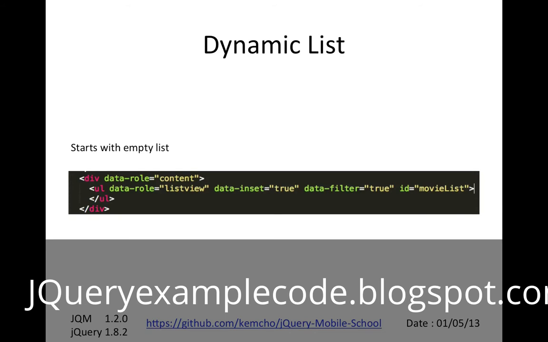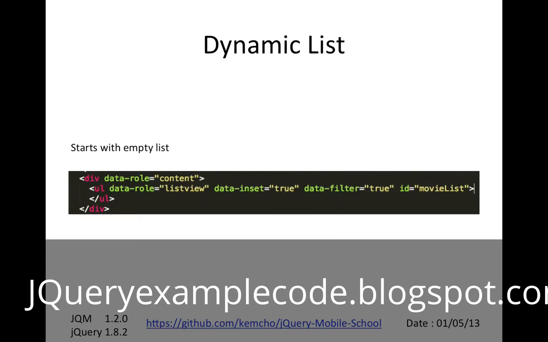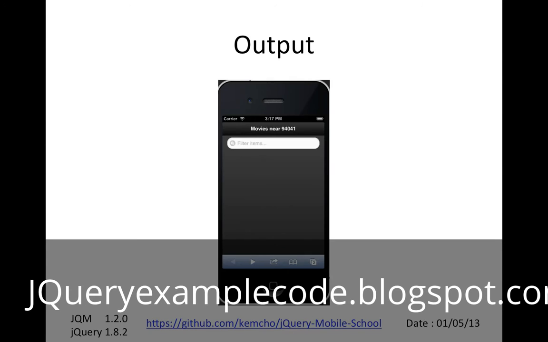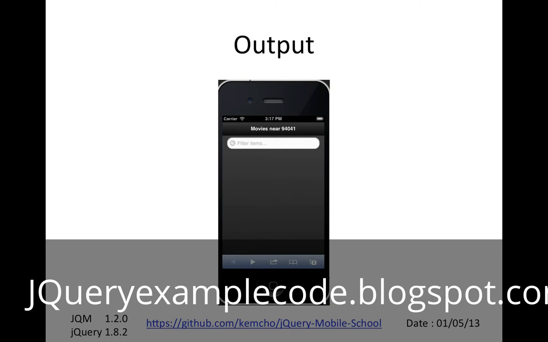So we remove all our HTML that we've written. We start off with an empty list view, and that looks like this, right? There's no item. So that's the first step. We create an empty list. We have a filter so that we get a good search bar, and the main thing we do is we give it an ID of movie list. So this ID is going to be used for dynamically adding movies, which we'll see in the next few minutes. So our output looks very simple, nothing, right?